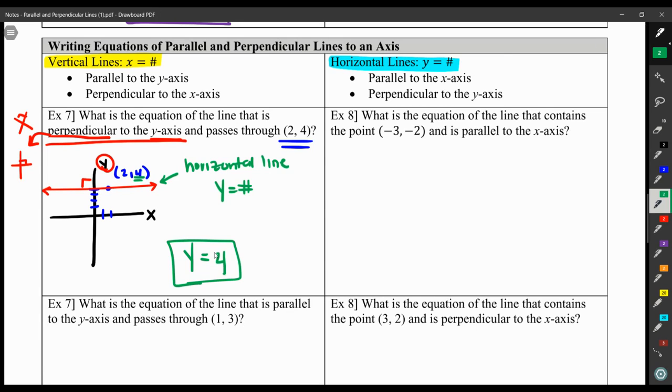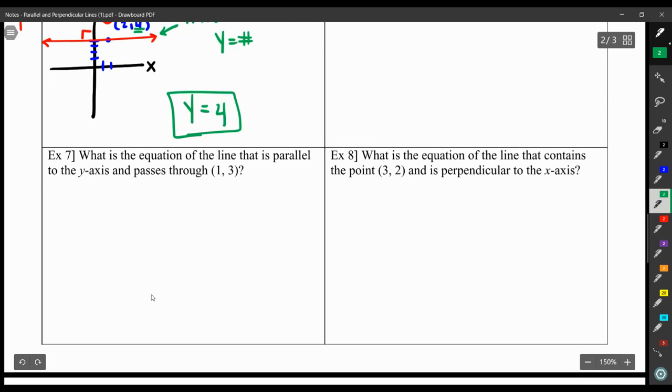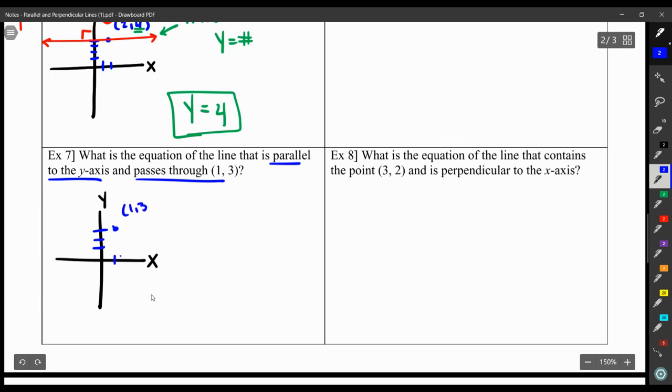Now, what if we do the second example 7? Below it, what is the equation of the line that is parallel to the y-axis and passes through 1, 3? So if I do the same idea, I'm going to create a picture. Here's my x-axis, here's my y-axis, and I want to go through the point 1, 3. So here's the coordinate that I want to go through.